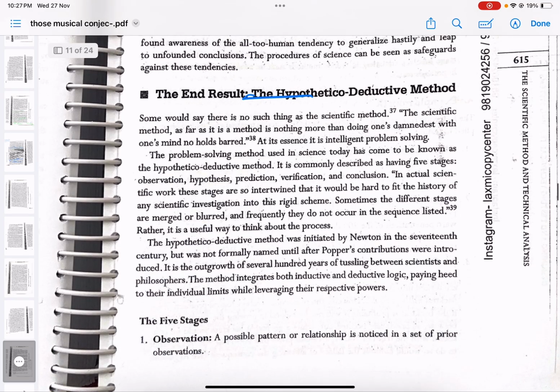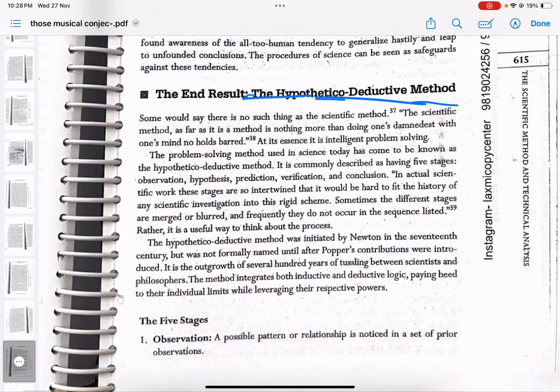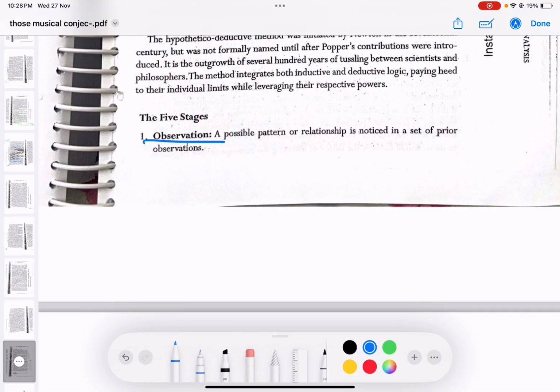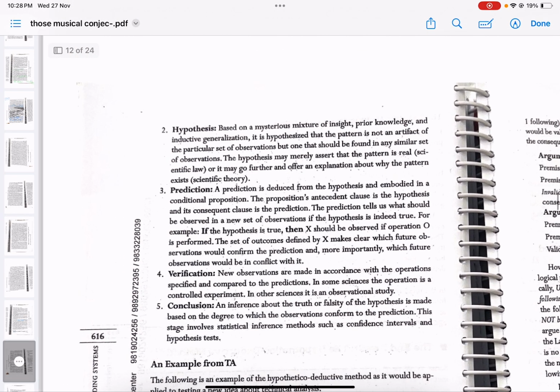Okay, now let's come to the hypothetical deductive method. What is the hypothetical deductive method? Now, the hypothetical deductive method basically has five stages. The first stage is observation, which means that you are observing for a possible pattern or a relationship and you are noticing it, and that is done through observation.